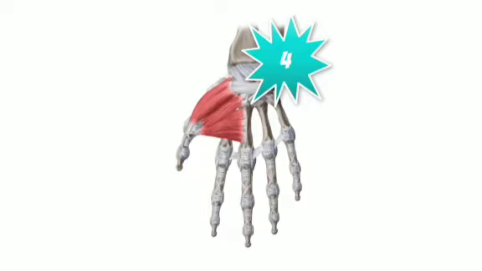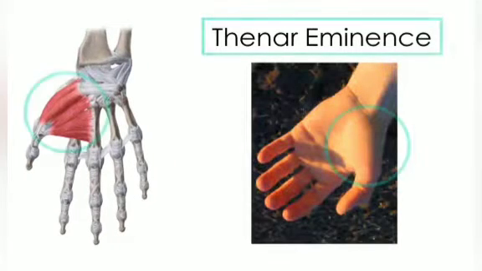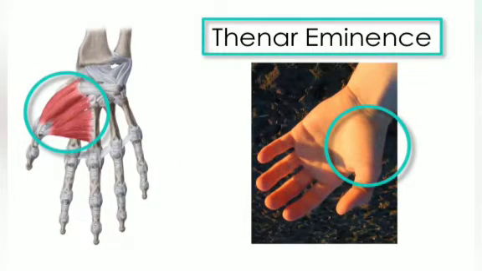And then in the direction of your thumb, you can feel an elevation, and this is known as the Thenar eminence. And I'm showing you here also an image on the right side where you can find the Thenar eminence. And this is, of course, where you can find all these muscles. So this is where they're located in your hand.